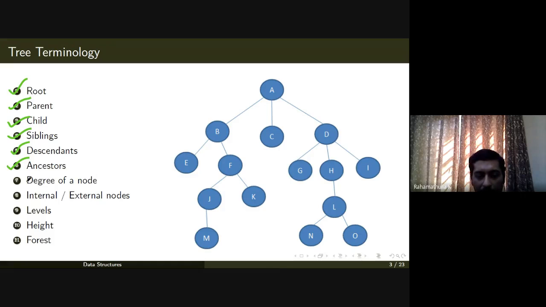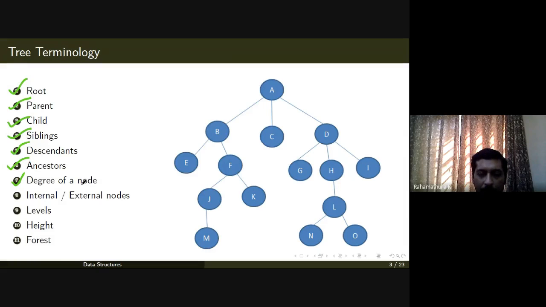The degree of a node, the number of edges that is coming out of that node is the degree of a node. For example, the degree of B is 2. The degree of D is 3. 1, 2, 3, 3 edges that is coming out of it. So degree of a node is the number of edges that is coming out of a node.